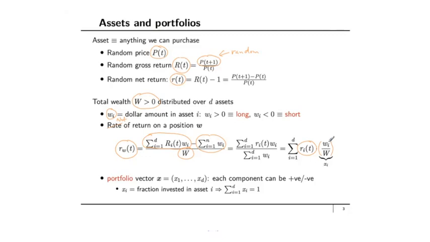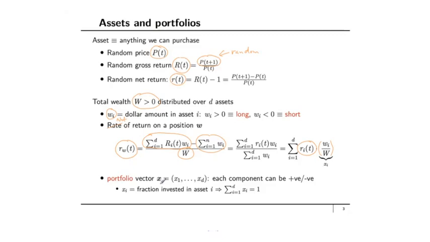So instead of worrying about positions, we just have to consider a portfolio vector. So X is a portfolio vector. It could be positive or negative. X_i's represent the fraction invested in a particular asset. So the sum of the X_i's must be equal to 1.